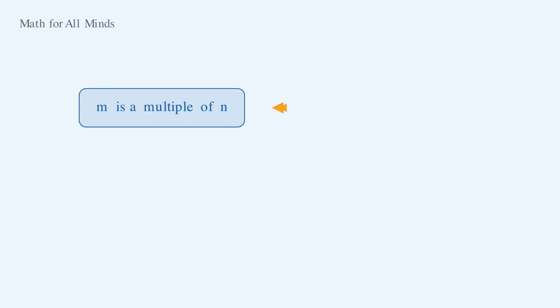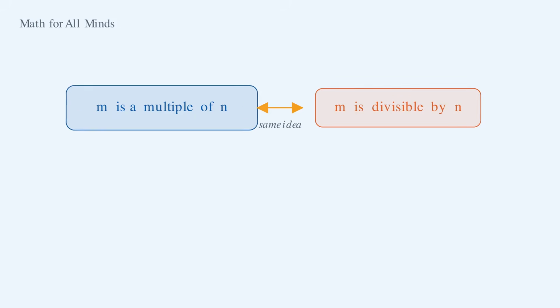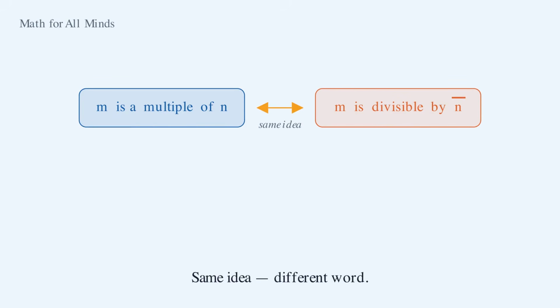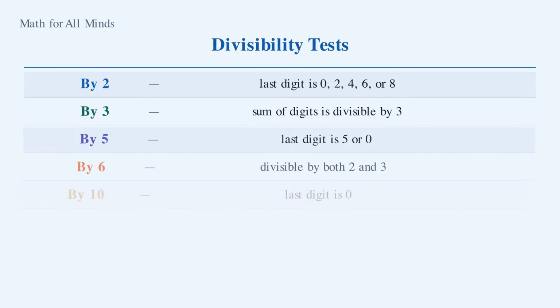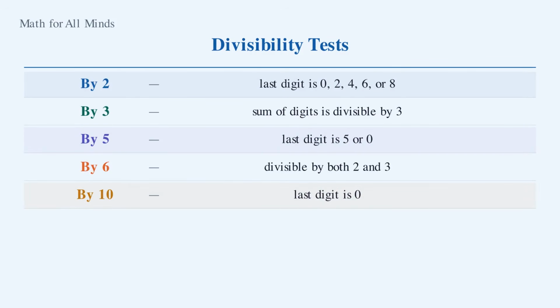When a number m is a multiple of n, mathematicians also say m is divisible by n. Same idea, different word. Here's the full toolkit of divisibility tests you should keep in your back pocket.